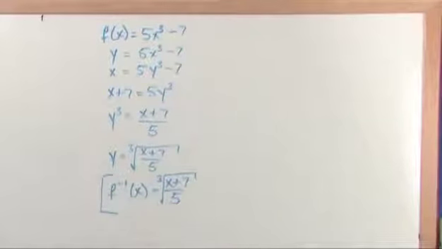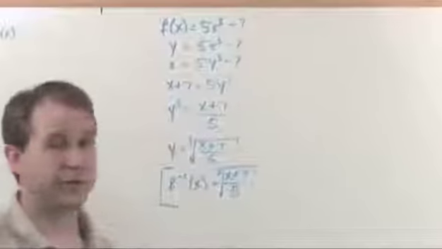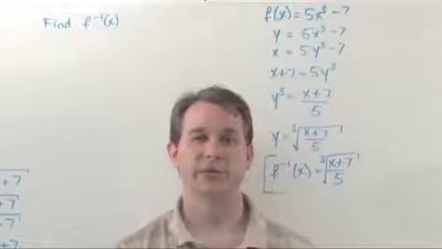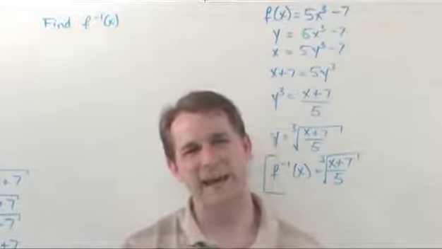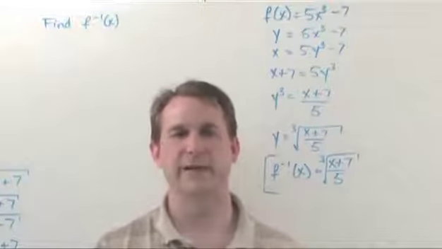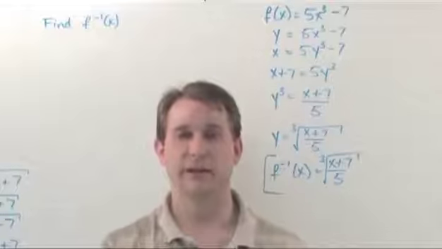Pretty simple process. You replace f of x with y, flip the variables around, solve for y, use the rules of algebra, and you'll find these inverses. So in this section we've covered the topic of inverse functions, which are special functions that kind of cancel or annihilate, I guess you'd say, the original function. They're sort of like an opposite.